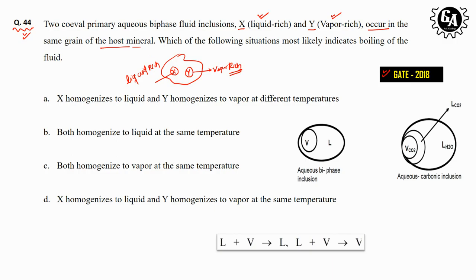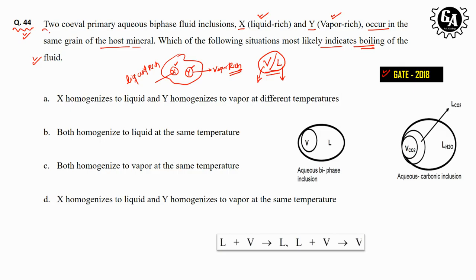And this is an aqueous biphase fluid inclusion. Biphase fluid inclusion means vapor is there and liquid is there; these are two phases, vapor phase and liquid phase. Which of the following situations most likely indicates boiling of the fluid? If you just boil this whole system, what will happen to these two inclusions, X and Y?